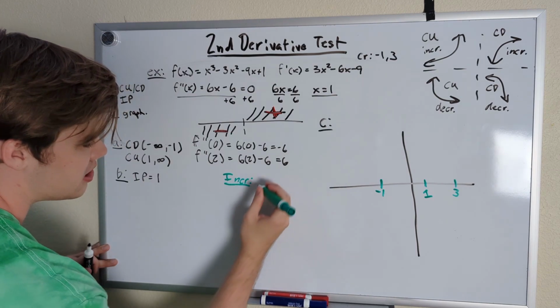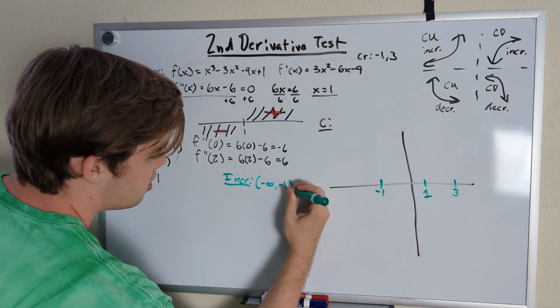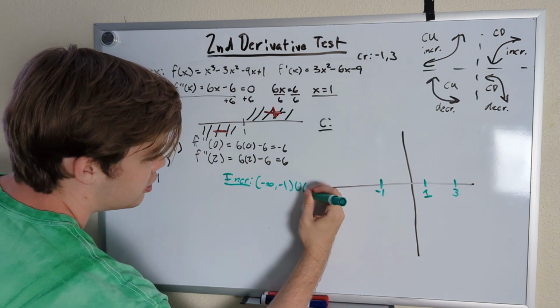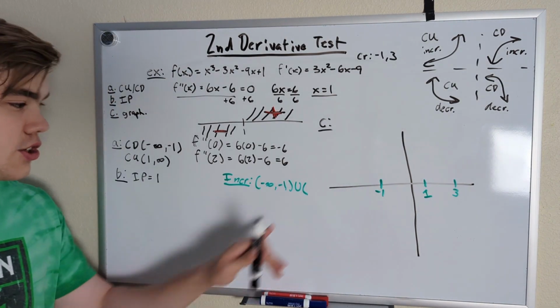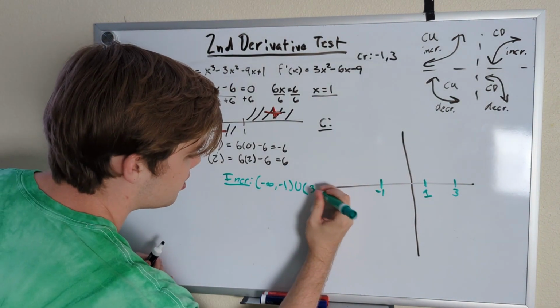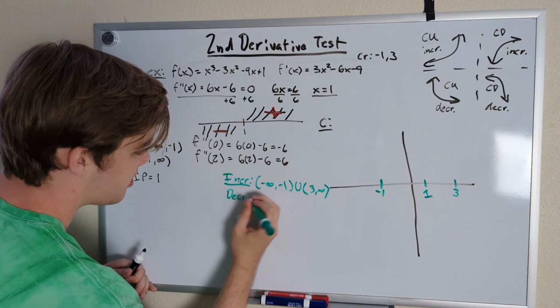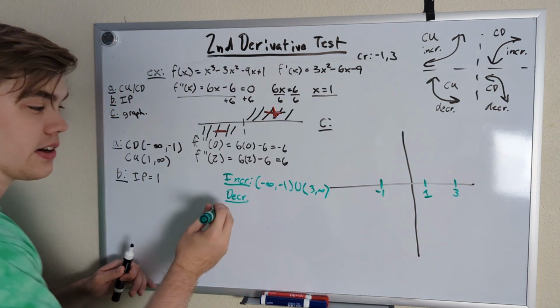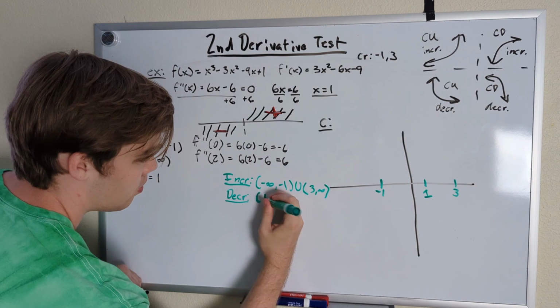Increasing. So this function is increasing from -infinity to -1. Union, that's what that is, union. So we have a gap in between here, but we have two different areas where it's increasing. So we union them or put them together. And then this function is increasing from 3 to infinity, right there. This function is decreasing. By the way, decreasing is labeled DECR and increasing is labeled INCR. This function is only decreasing from one area, from 1 to 3.